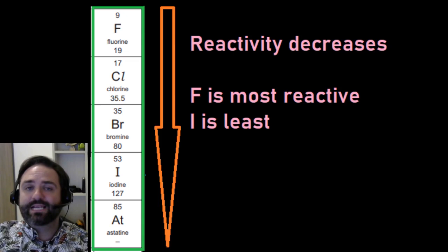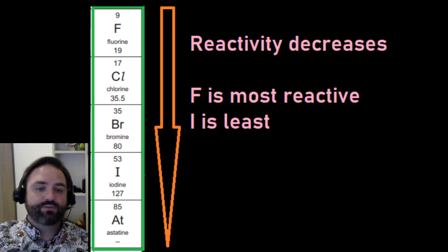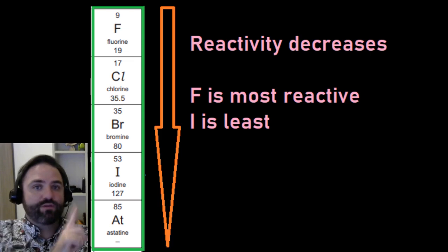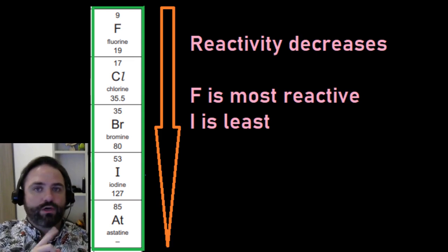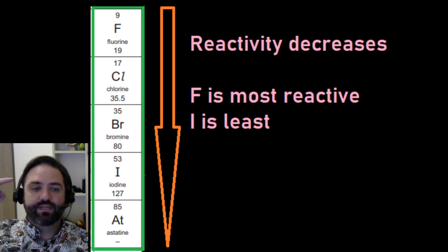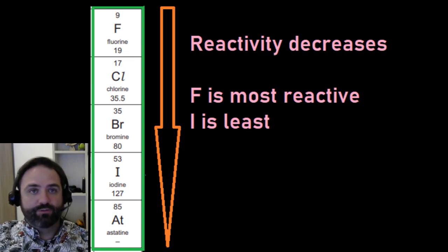The next trend, and probably the most important one, when you go down Group 7, is their reactivity. They actually get less reactive going down the group. So fluorine is the most reactive one in the group, chlorine is less reactive than fluorine, bromine is less reactive than chlorine, iodine is less reactive than bromine. Notice that this is the other way around from Group 1. Group 1, the reactivity increases down the group. Group 7, the reactivity decreases down the group. Don't get them confused.